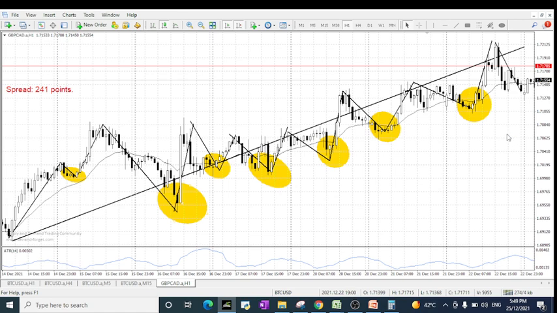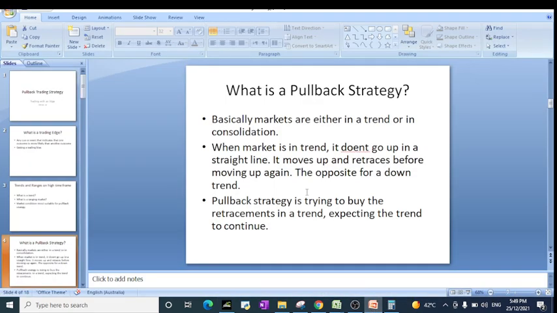When you are trading a trend, when we have the push phase, we are looking for a pullback and we are buying this pullback. We have a push phase, it comes down, and we are buying somewhere here in the hope that the market will continue up, and that's what a pullback strategy is. When the market is in a trend, it doesn't go up in a straight line. So exactly, you're trying to buy a retracement in a trend, expecting the trend to continue.